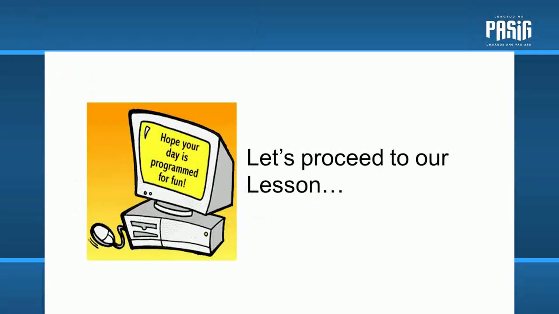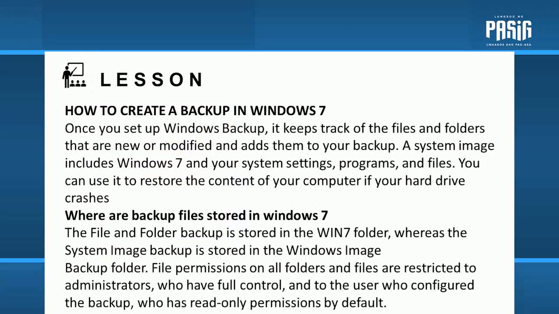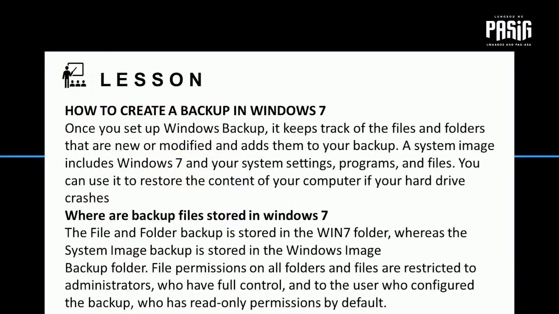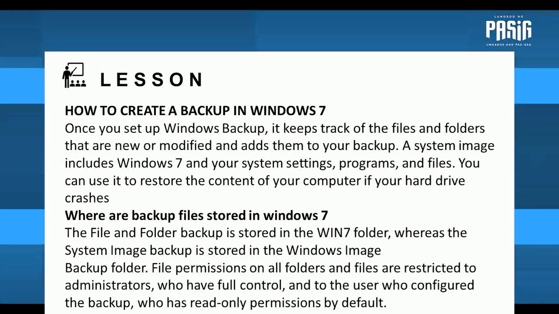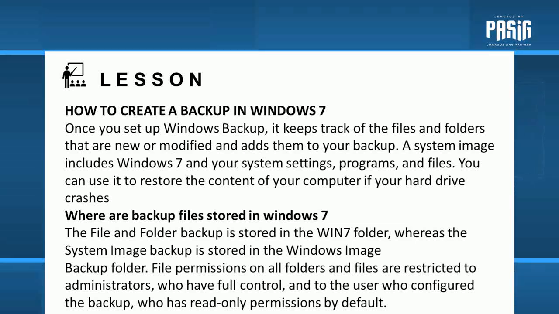Now let's proceed to our lesson. How to create a backup in Windows 7. Once you set up Windows Backup, it keeps track of the files and folders that are new or modified and adds them to your backup. A system image includes Windows 7 and your system settings, programs, and files. You can use it to restore the content of your computer if your hard drive crashes.